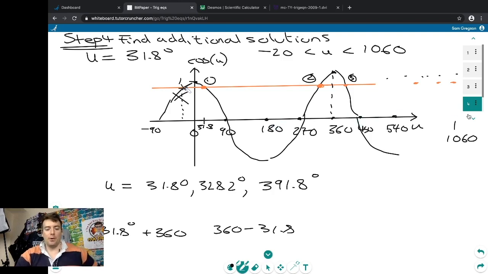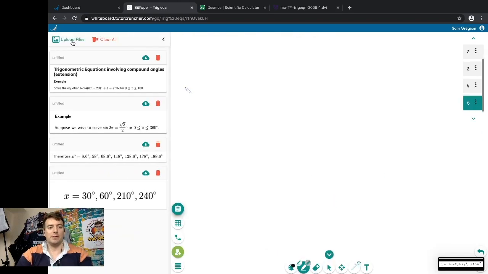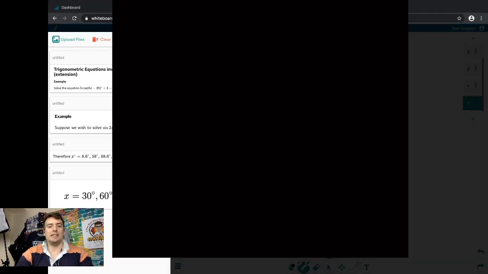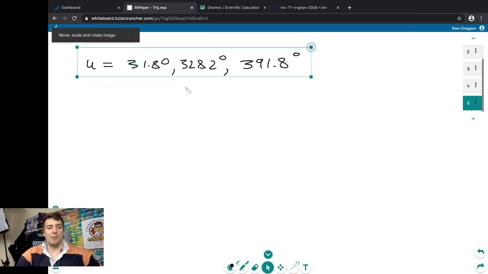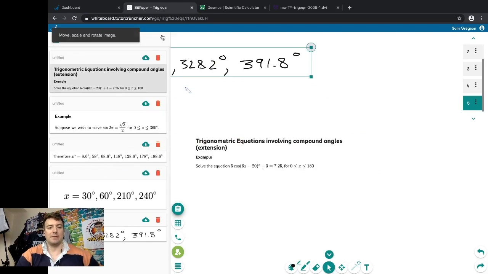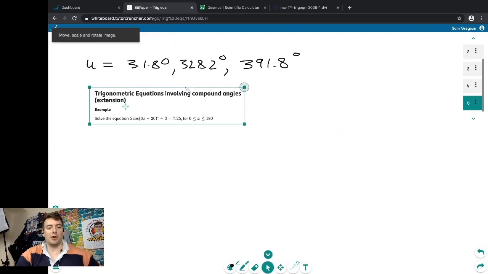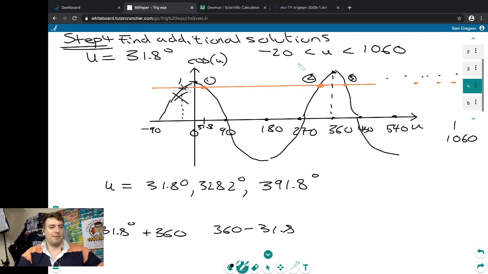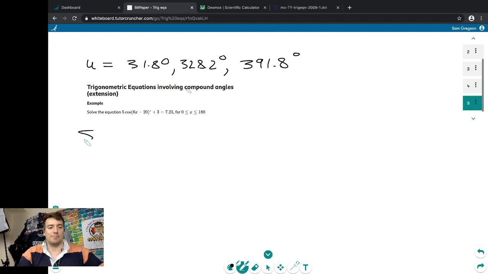So let's go over the page and think about the final step. We found solutions for this equation that tell us that u is equal to these numbers. But what's the problem with that when we look back at the original question? We want it in terms of x and not u. So the final step, step number 5, is to convert back. As we said at the start, we're going to have to convert back at some time.